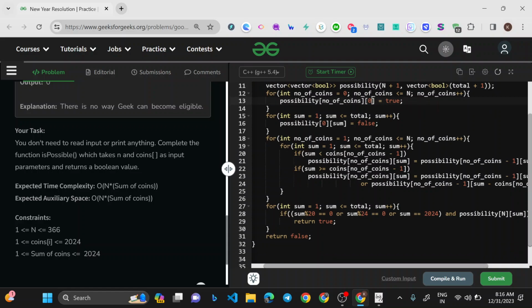And what is the second one? So this is the zero sum case. And here the zero coin case: whatever the sum it is apart from zero, because with zero number of coins you can make zero sum, but sum 1, 2, till total you cannot make with zero coins. So that's the reason we have put false here.